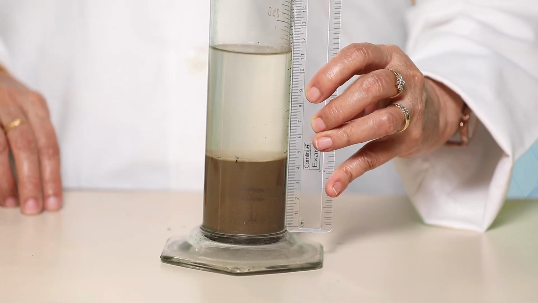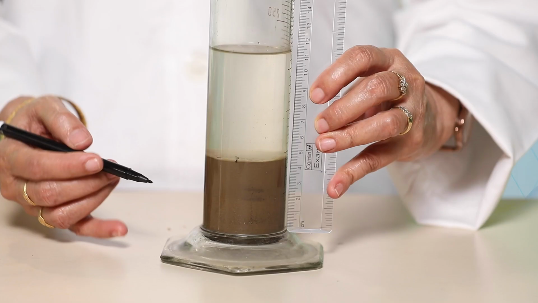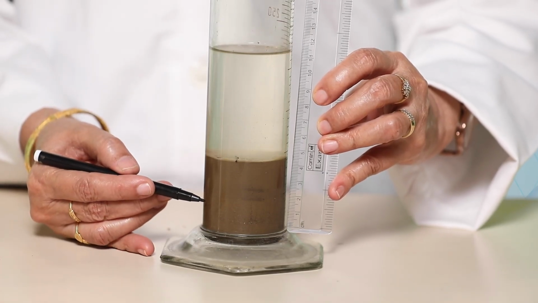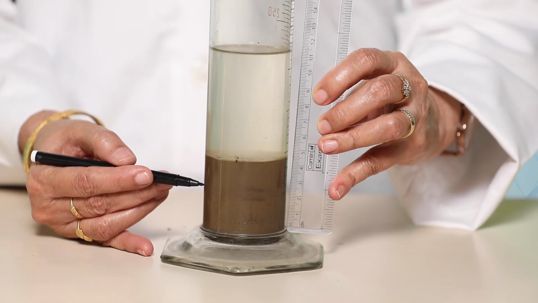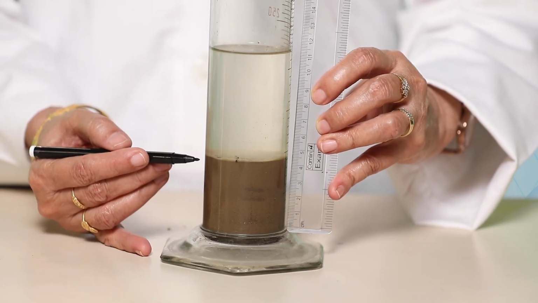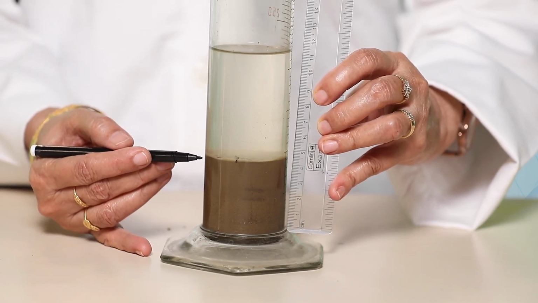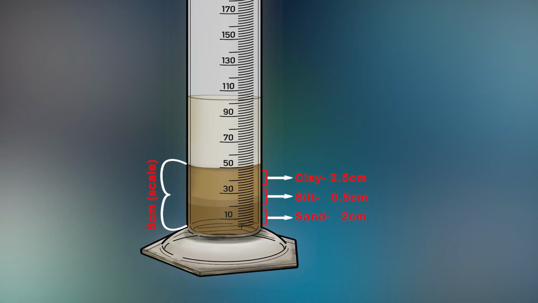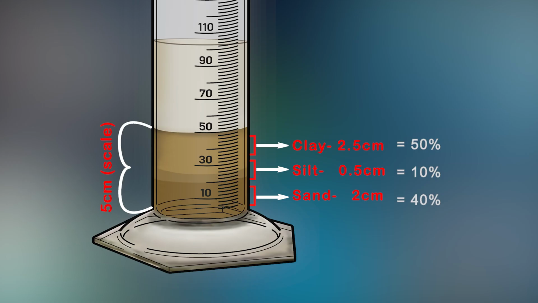Total length of this solution is 5 centimeters and the lowest layer, that is the sand, is 2 centimeters, the silt is 0.5 centimeter and the topmost layer, that is the clay, is 2.5 centimeters. Percentage of sand layer, which is 2 centimeter out of total length of 5 centimeter, is 40%. Silt layer is 0.5 centimeter, that is 10%, and clay layer, which is 2.5 centimeter, that is 50%.